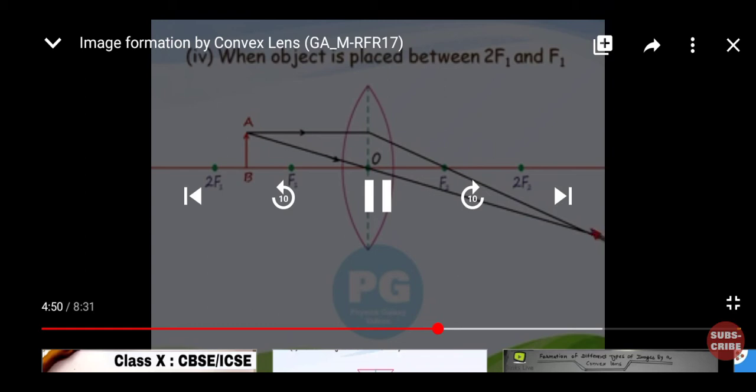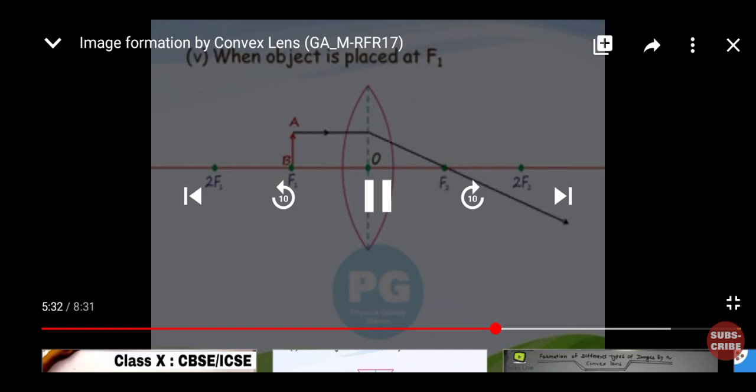We name this point as the image of point A, that is A'. And now we draw a perpendicular from this point to the principal axis, and we draw A'B'. That is the image of object AB. The image is formed beyond 2f2. It is a real and inverted image. And it is magnified, that is, larger than the object.